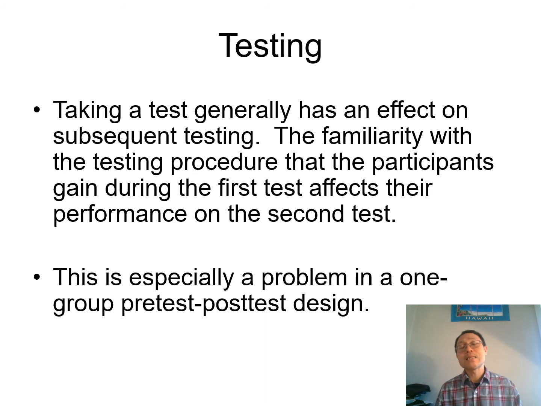Okay, now the third source of threats to internal validity is testing. This is pretty much similar to what you did in your second lab, looking at the practice effect, right? After you had a previous test, your second test is better, right? So this is the effect of testing, which you can also call a practice effect. This is especially a problem with the one-group pre-test, post-test design.